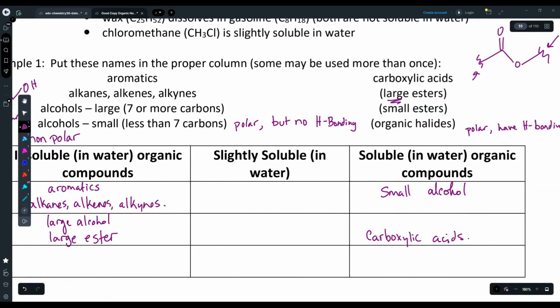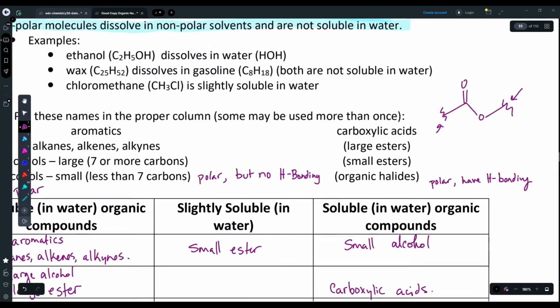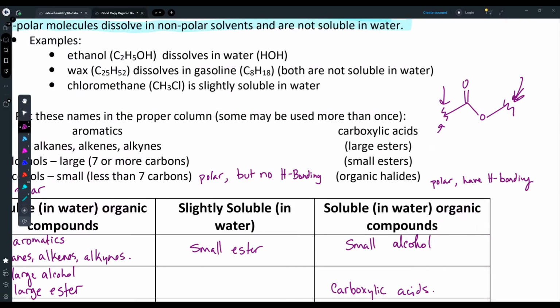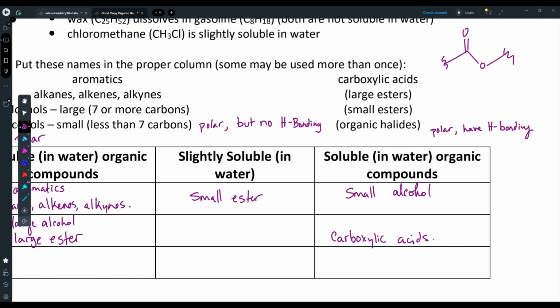Okay, with small esters, I'm going to put them in slightly soluble because they're polar, and the chains where you're going to have your non-polar sections aren't going to be as long, so they aren't going to hinder solubility as much. And then for organic halides, they are going to be polar, but they can't do any hydrogen bonding, so we're going to put them here.